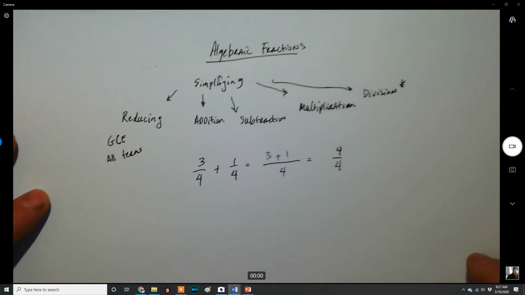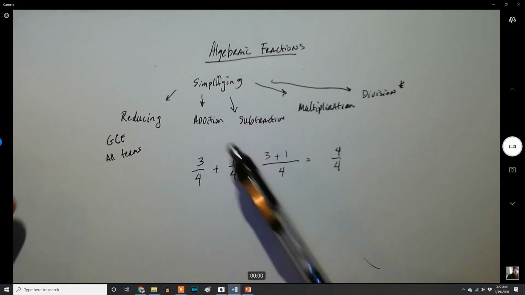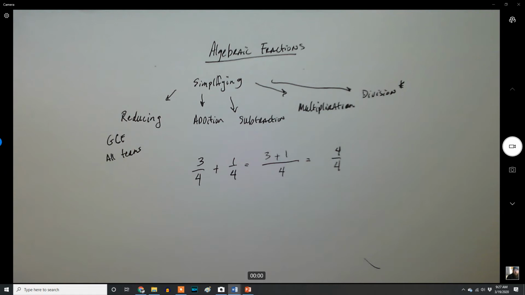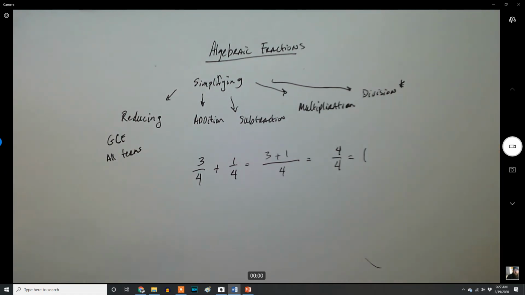Now, turns out this is correct, but it's not actually done, because after you're done adding and subtracting, you want to try to reduce again. You don't want to reduce before, because a lot of the times what ends up happening is you get rid of your common denominator that you just found.